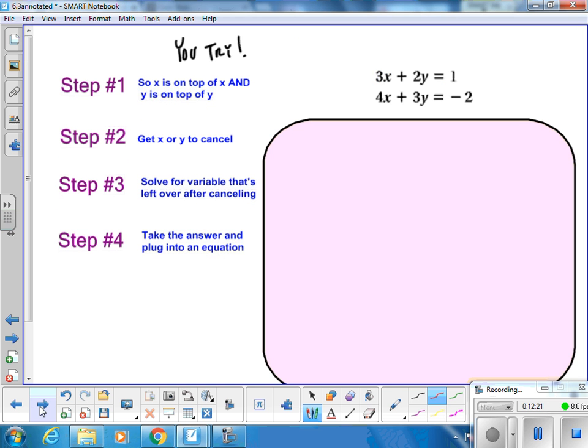All right, your turn to try it. Press pause. Again, you might have to multiply both of them to change them. Consider a negative in there so you can do some canceling.